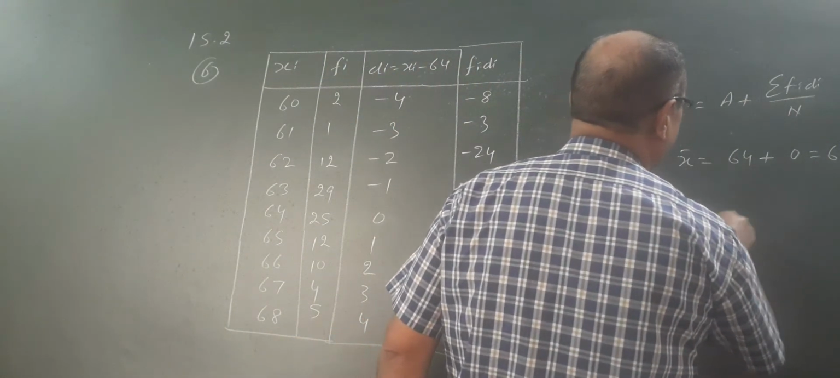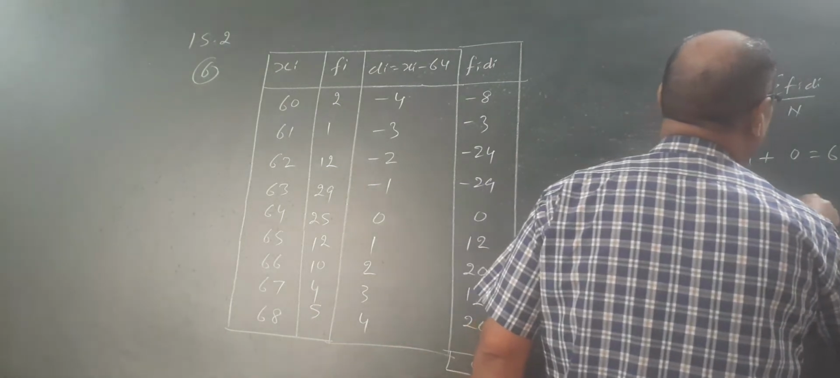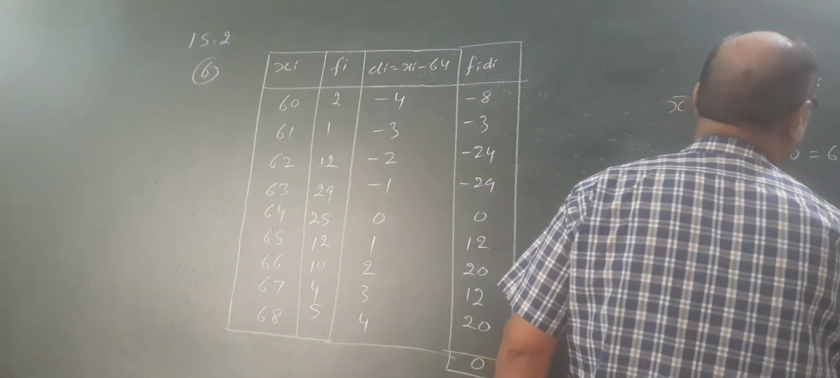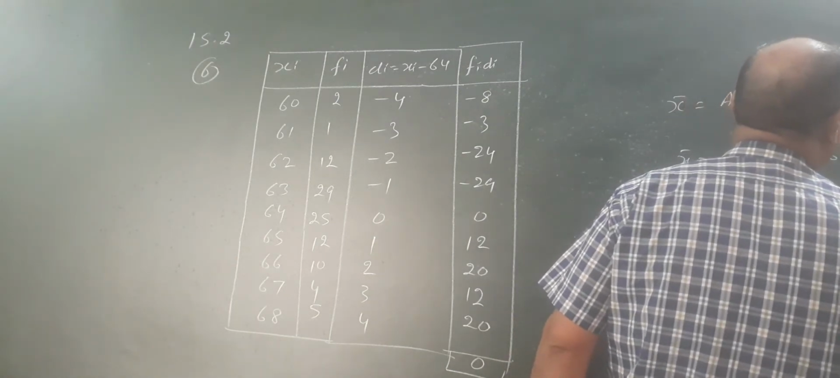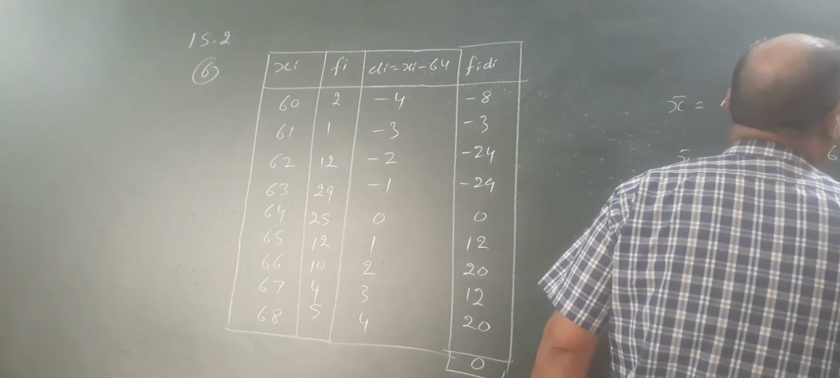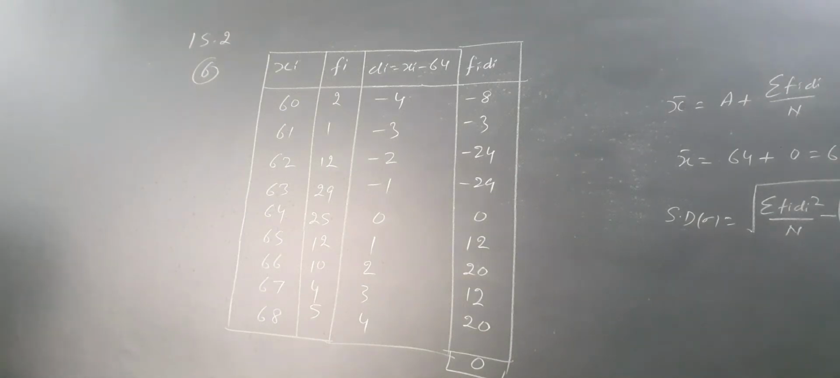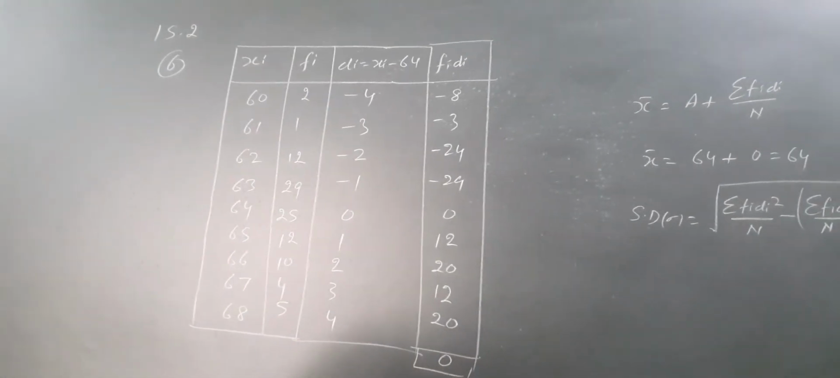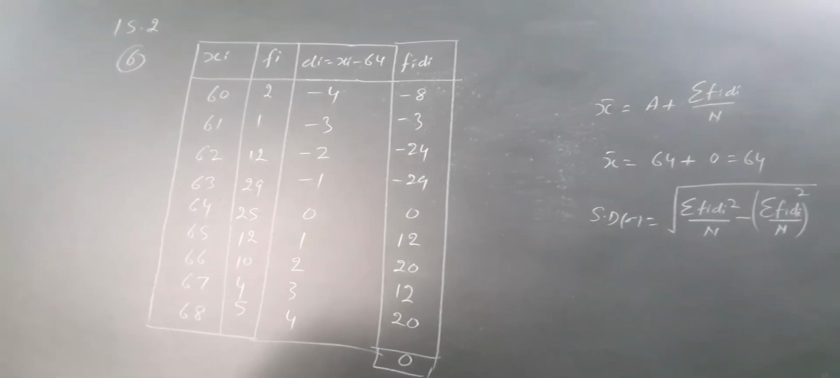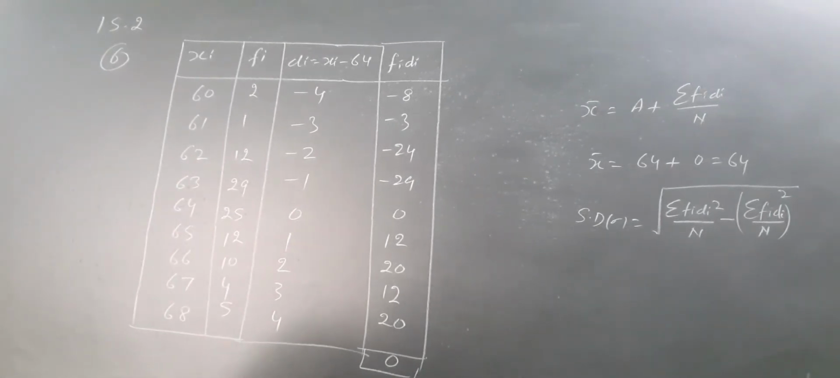The standard deviation, that is sigma, is equal to the square root of sigma fi di square upon n minus the square of sigma fi di upon n. So this is the standard deviation, sigma, and here I am writing fi di. You see now it is clear, fi di I have written here.